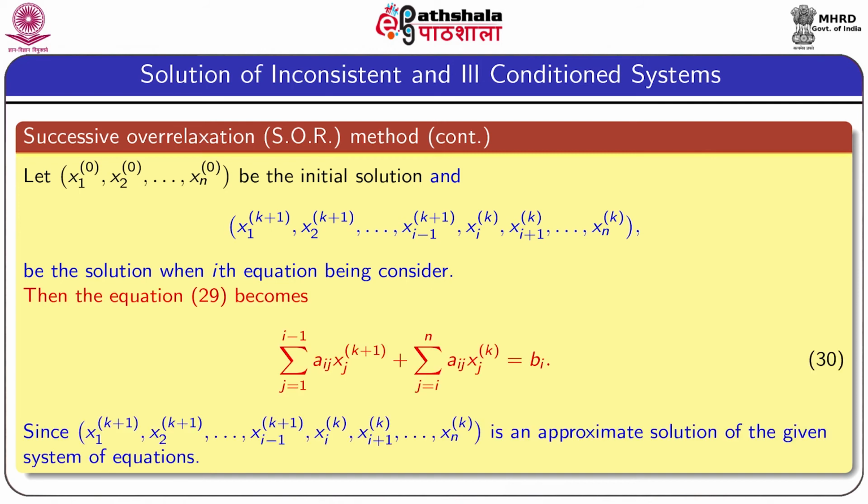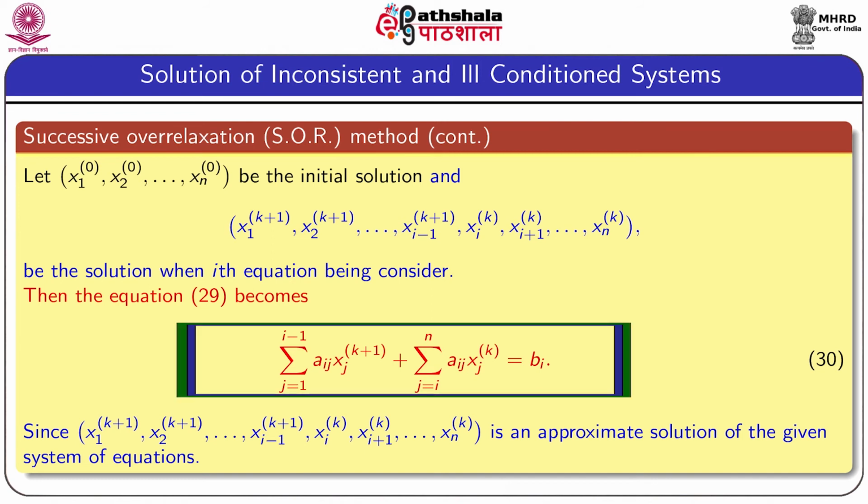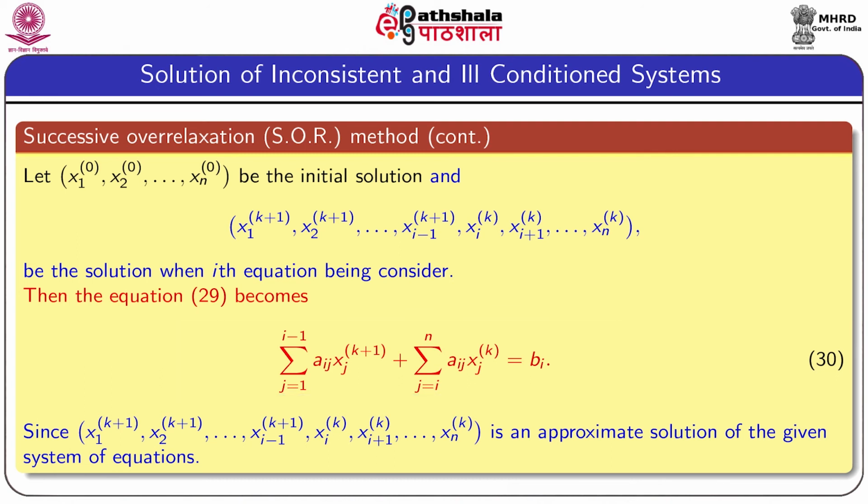Then the previous equation, that means equation number 29, becomes summation over j equal to 1 to i minus 1, aij xj^(k+1). That means when we consider the ith equation, the values of the first i minus 1 variables, that means x1 to x(i-1), are available. So in the first term we have replaced xj by xj^(k+1), plus summation over j equal to i to n, aij xj^k, equal to bi.